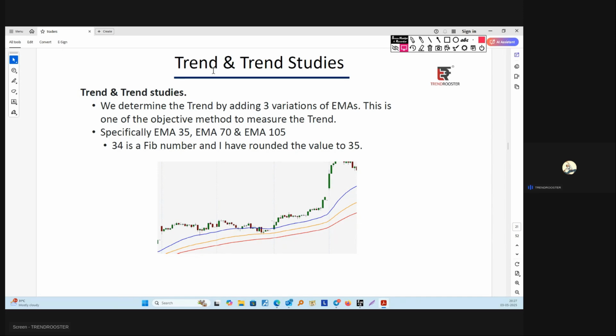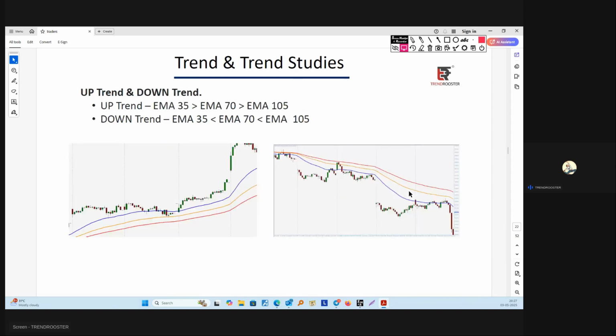So now if you look at the trend studies, this is our trend studies and we're going to look at it. First we need to see whether it is an uptrend or downtrend. Objectively, uptrend means 35 greater than 70, 70 greater than 105. It doesn't have to be exactly these EMAs. It could be 50 greater than 100, 100 greater than 150. It could be anything, whatever time frame you measure. It could be 5 minutes, or a 1 minute time frame, a 1 hour time frame, or daily. You have to use three or four moving averages to measure the trend and trend studies. Okay, that is what we're going to do.